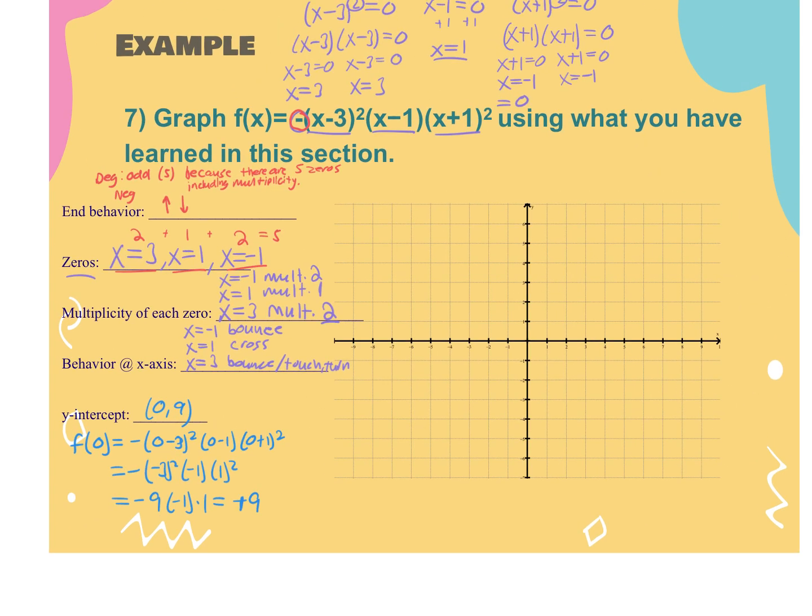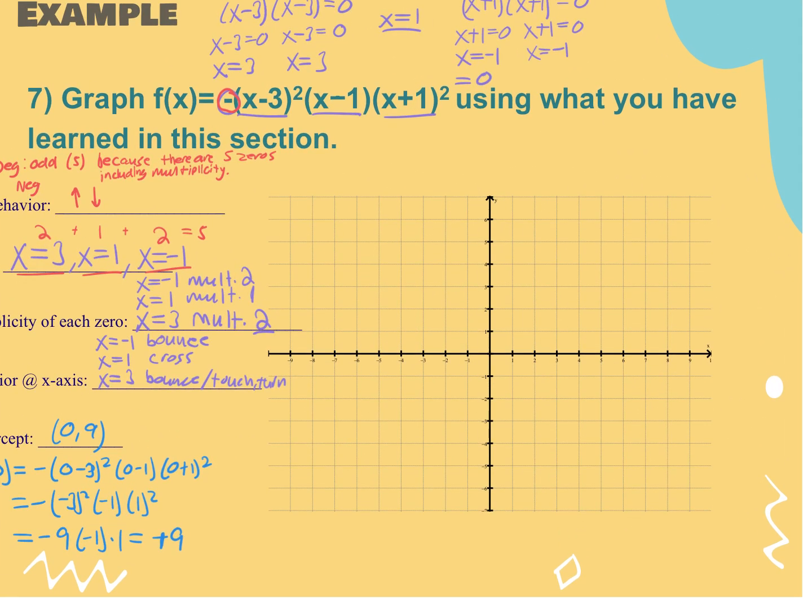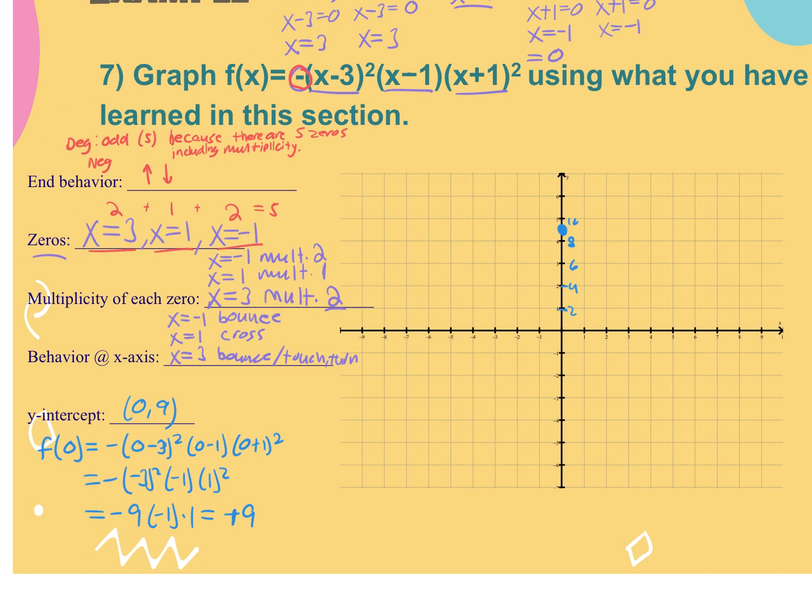All right, let's plot all of this on the graph. For the y-intercept, I'll make it go by 2s: 2, 4, 6, 8, 10. And so it's going to go somewhere right there. And then my x-intercepts, I'm going to put at negative 1, 1, and 3. And I'm going to use my end behavior to figure out the rest of my graph.